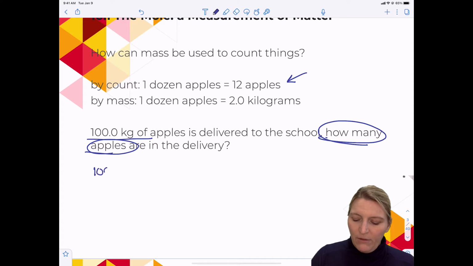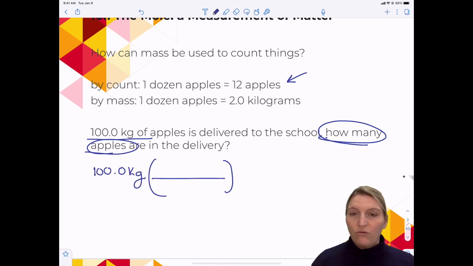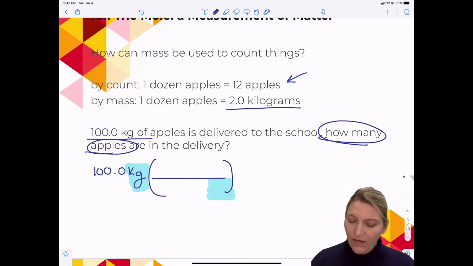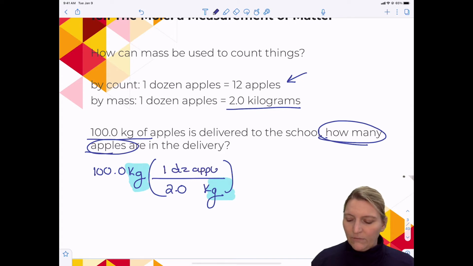And we take the number that we want to convert and we put it out front. And then we draw a parenthesis. We use one of these conversion factors to go into our parenthesis, making sure that the unit out front is equal to the unit down bottom. Those two must match always. So the only time I have kilograms in all my conversion factors is that 2.0 kilograms is equal to 1 dozen apples. If I stopped here, my answer would be in dozen apples.